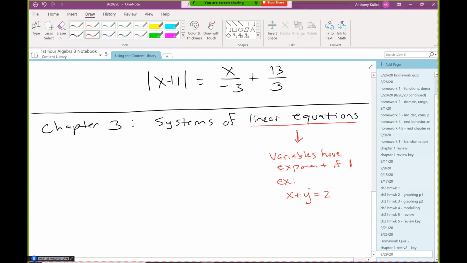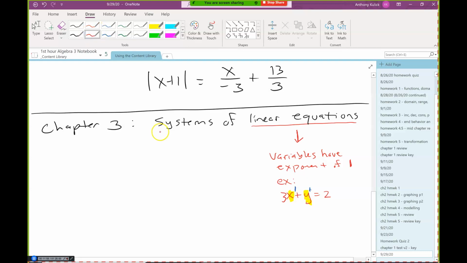So for example, we could have something like 3x plus y is equal to 2. That's an example of a linear equation. Because if I look at the variables involved, x and y, both of them have exponent 1. We know that if the exponent is 1 on a variable, we never really write it down. We just understand it to be there. Is that okay with everybody?